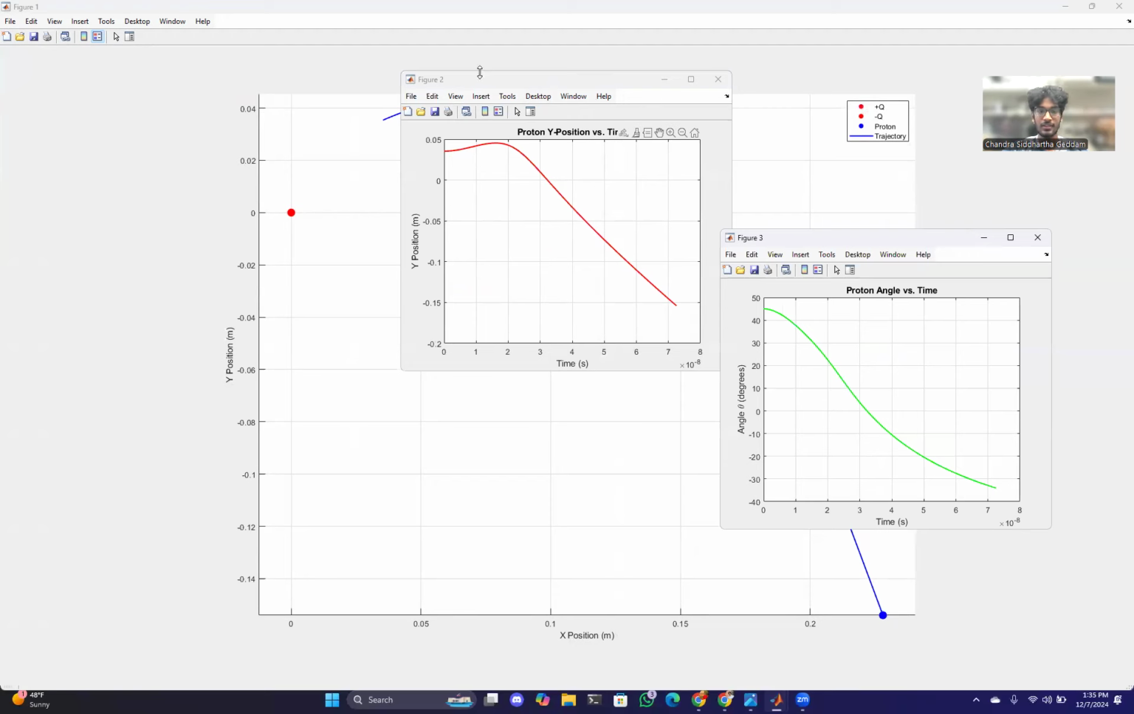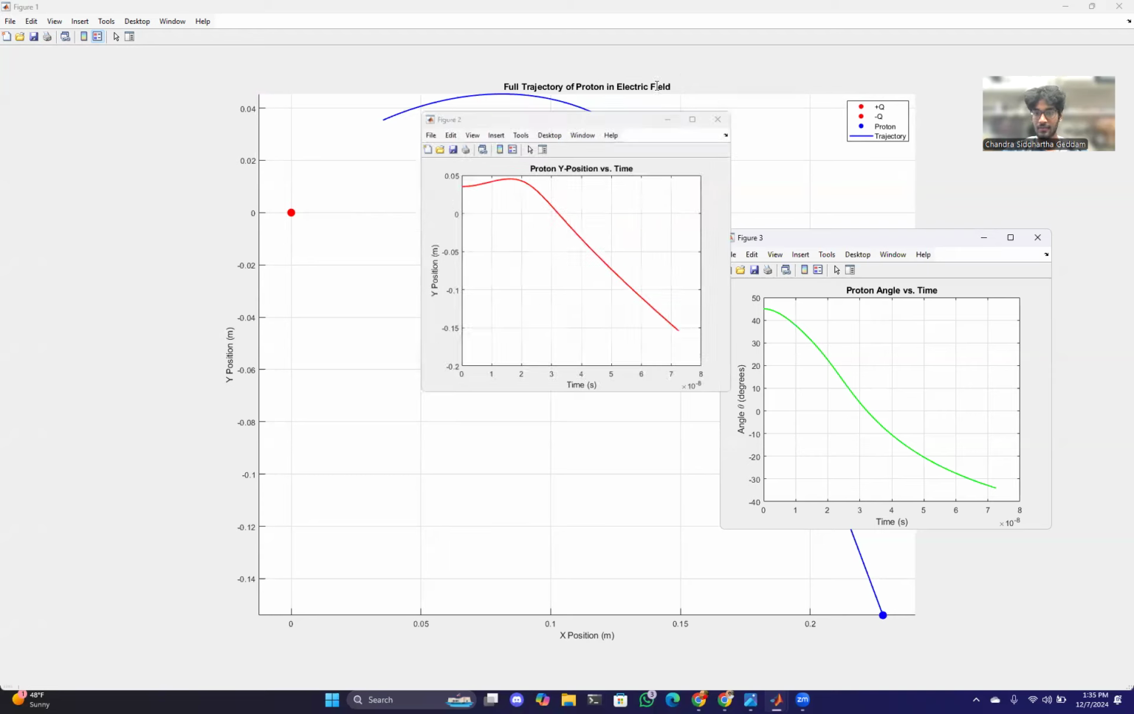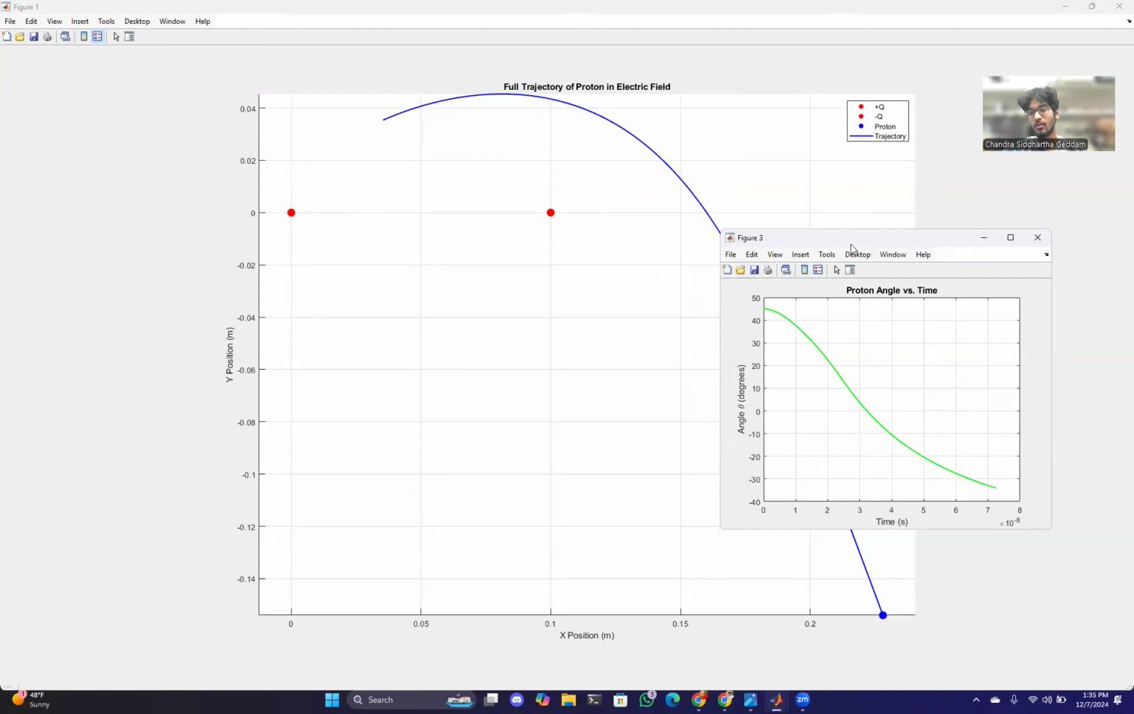So the distance in the y-axis reduces with time, because as you see, it's going in the negative y direction. The distance is being reduced. And if I talk about the proton angle, the angle I gave in the code is around 45 degrees. It starts at 45 degrees. And then from 45, as you can see, with each time step, the angle is being decreased, and it has more to do with the setup: what kind of charges we put, what is the polarity of the charges. So the angle basically decreases.